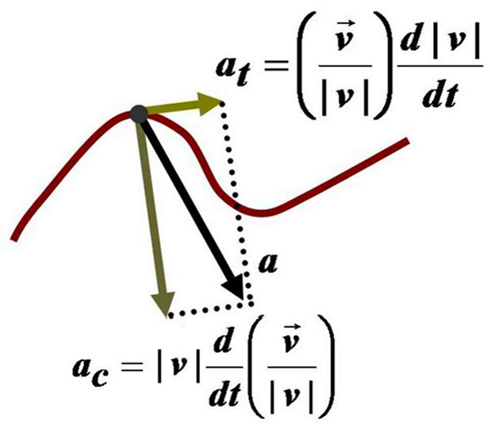An object's average acceleration over a period of time is its change in velocity, Δv, divided by the duration of the period, Δt. Mathematically, ā = Δv/Δt.